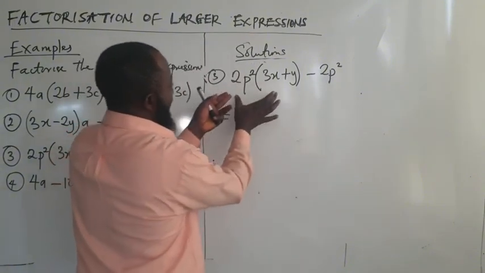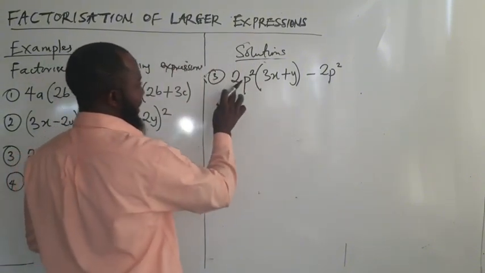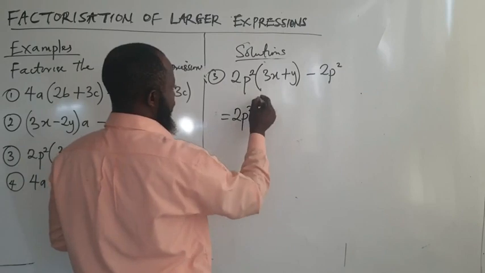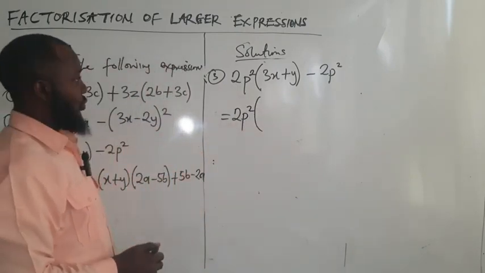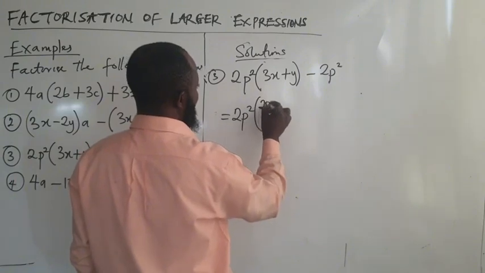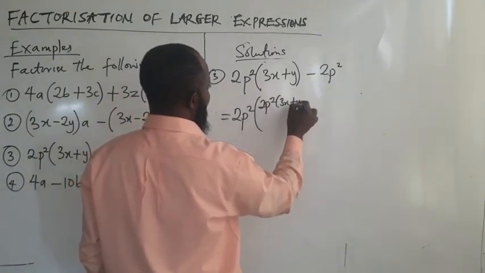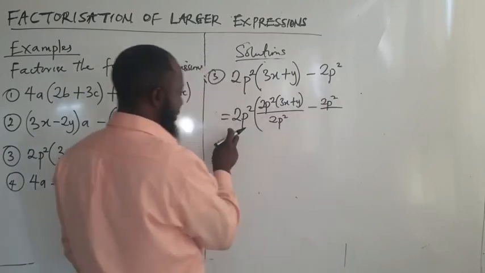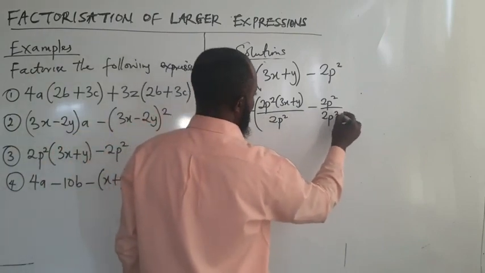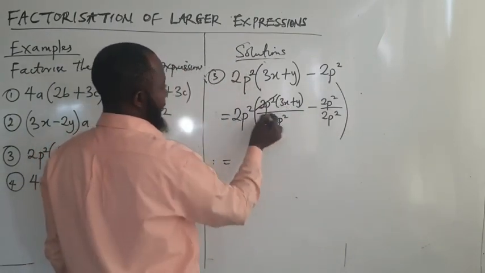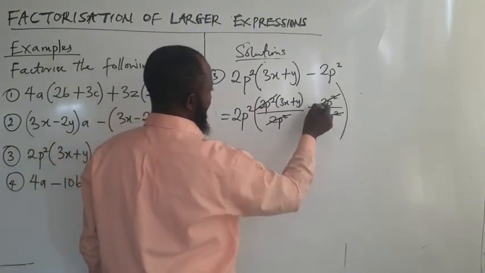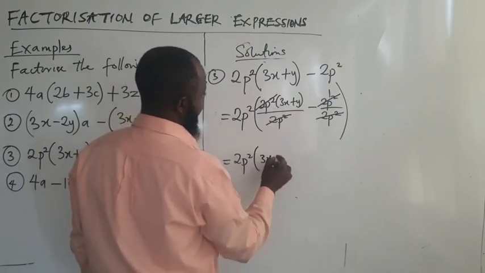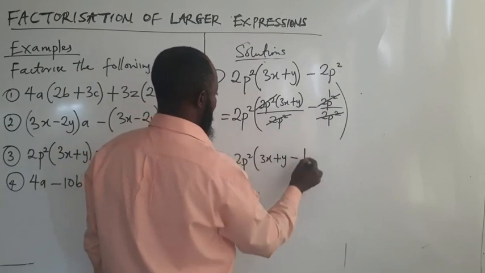Now, what is common to the first term and the second term here? We have 2 here, we have 2 here. We have p squared here, we have p squared here. So which means 2p squared is common to both of them. Am I with you? So now left to us, we have this 2p squared into bracket 3x plus y divided by 2p squared, minus 2p squared divided by the common factor again, 2p squared. So we close it. We cancel 2p squared. 2p squared here is also 1. So which means we have 2p squared remaining, 3x plus y minus 1.